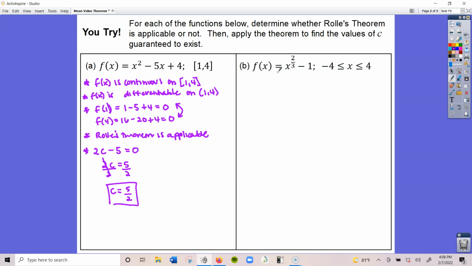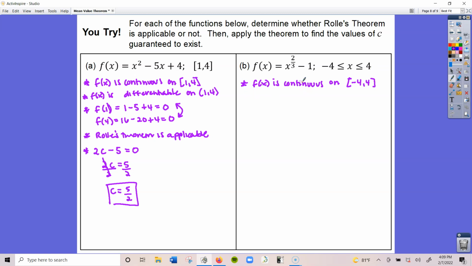Now let's look at b. For b, I have here f of x is equal to x raised to the 2/3 minus 1. Now, remember that if your function has a rational exponent, it will be continuous as long as the denominator of the exponent is an odd number. So I can say here that f of x is continuous on the interval -4 to 4. Remember that this is just another way of writing intervals. As long as the line is underneath, then that is the closed interval.